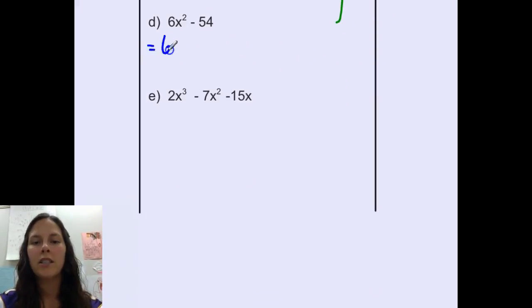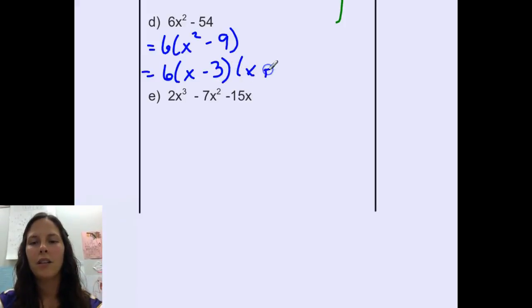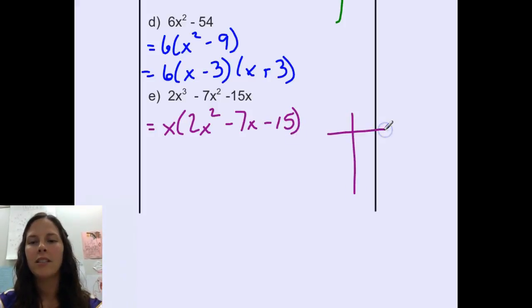Part D, we have a GCF of 6, leaving us with x squared minus 9. X squared minus 9 is a difference of squares, x minus 3 and x plus 3. Our very last example, we have a GCF of x, 2x squared minus 7x minus 15. Now we have an AC method inside the parentheses. What multiplies to negative 30 and adds to negative 7?